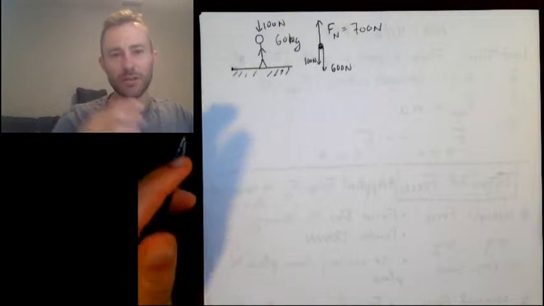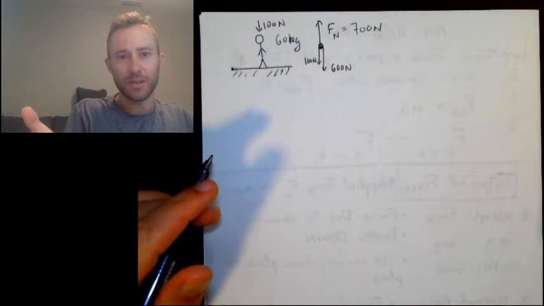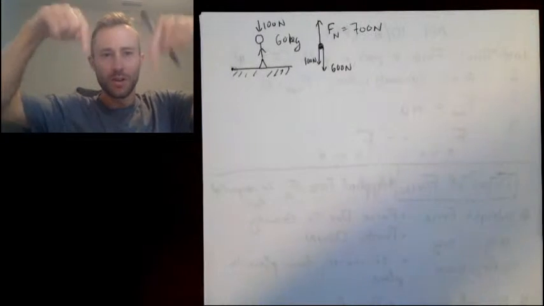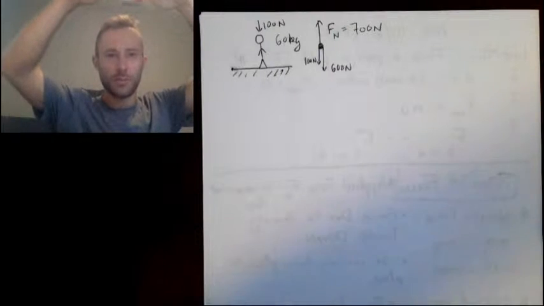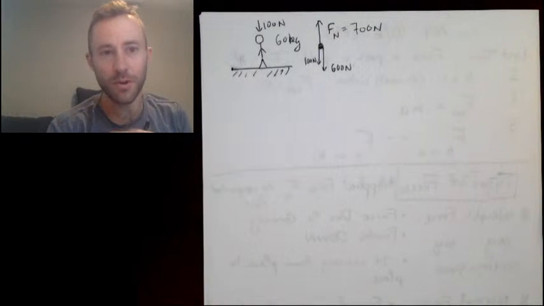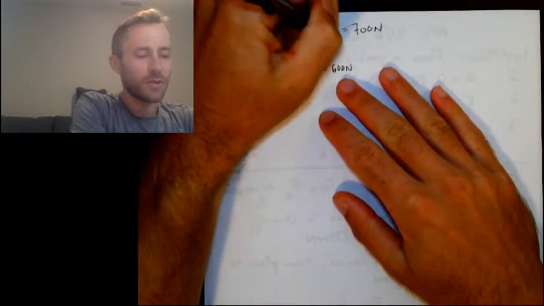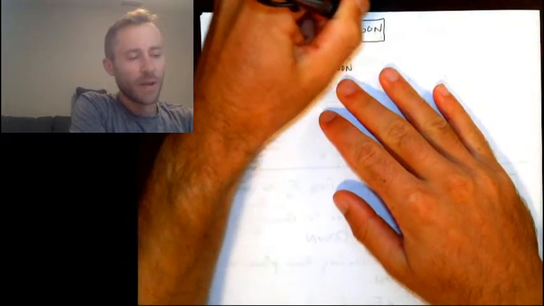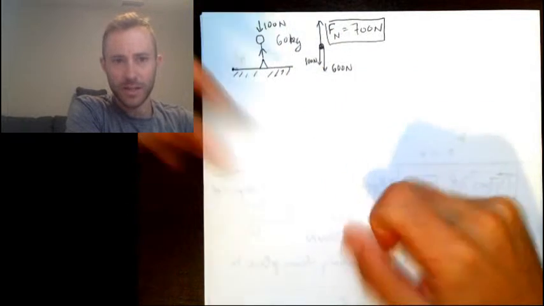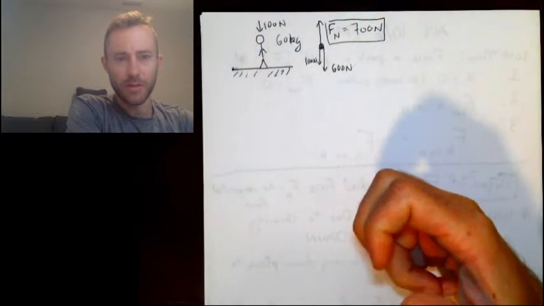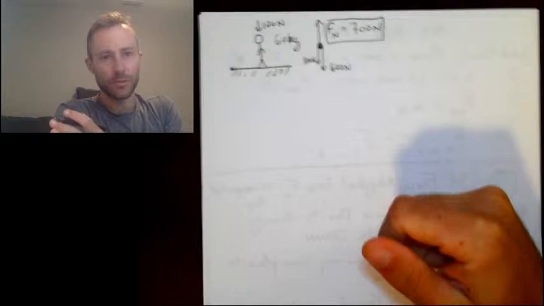Why? Because if the normal force was less than 700 Newtons, there would be more downward force than upward force, and the person would pass through the floor. Okay? So the normal force is basically whatever value it has to have in order to keep the thing from passing through the surface. Okay?